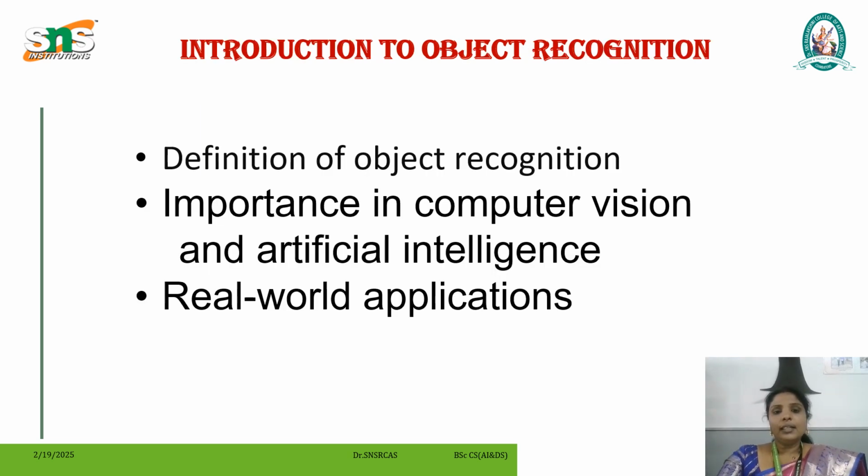Next, we see the definition of object recognition. Object recognition is the process of identifying and categorizing objects within digital images or video frames, laying the groundwork for the subsequent discussions on its importance in computer vision and artificial intelligence. First, we see the explanation. It emphasizes the significance of object recognition in advancing computer vision technologies and contributing to the broader field of artificial intelligence.